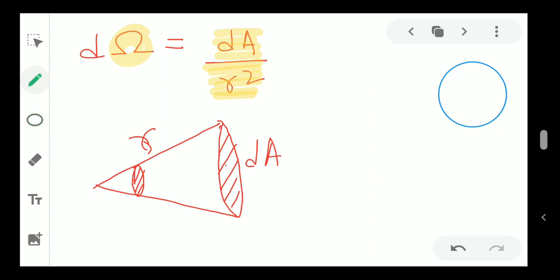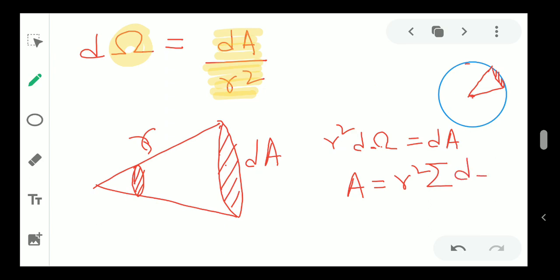So here if we create a solid angle, this will be my area, right? So this will be my area. Now if I join the whole thing, you can see that r square d omega is my dA. So my total A will be r square times the summation of all d omega.